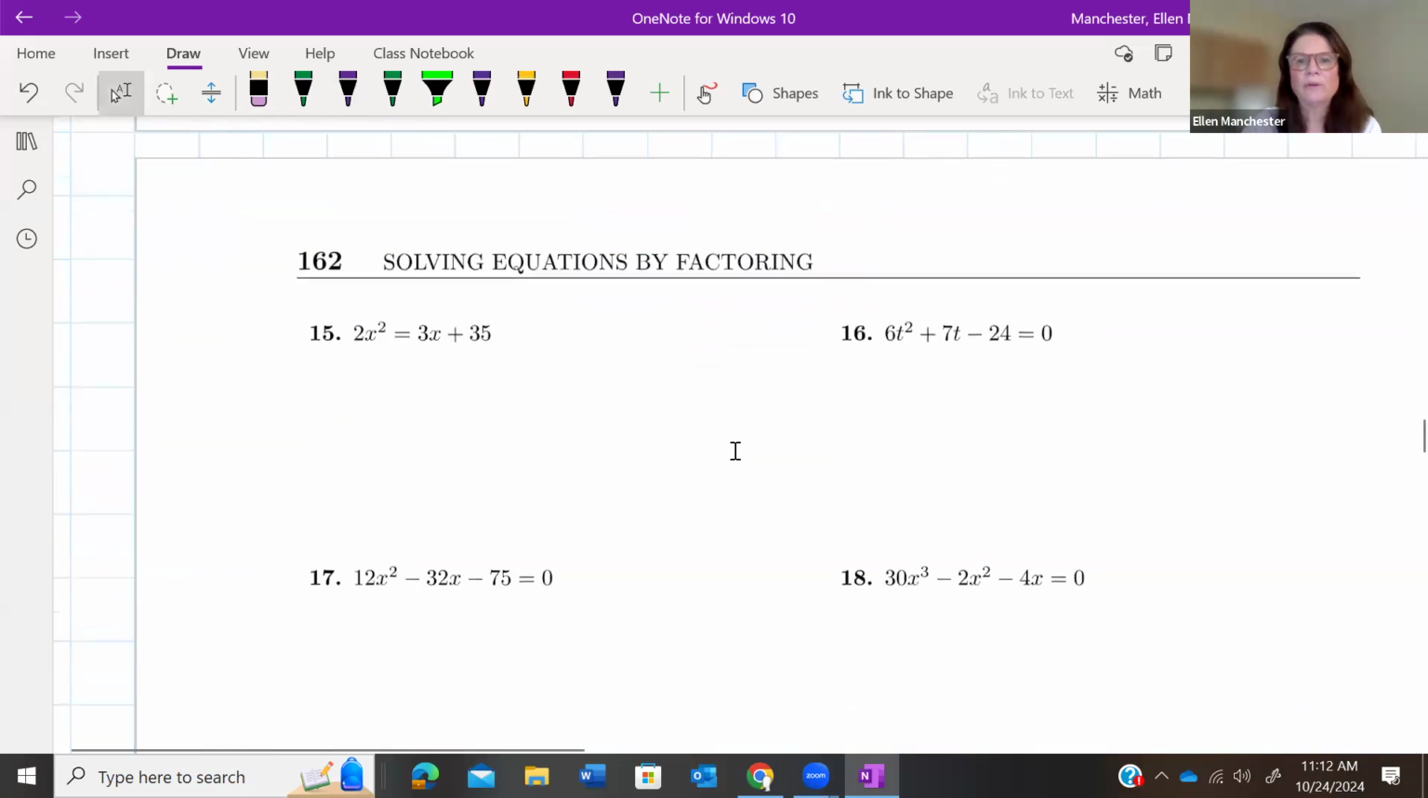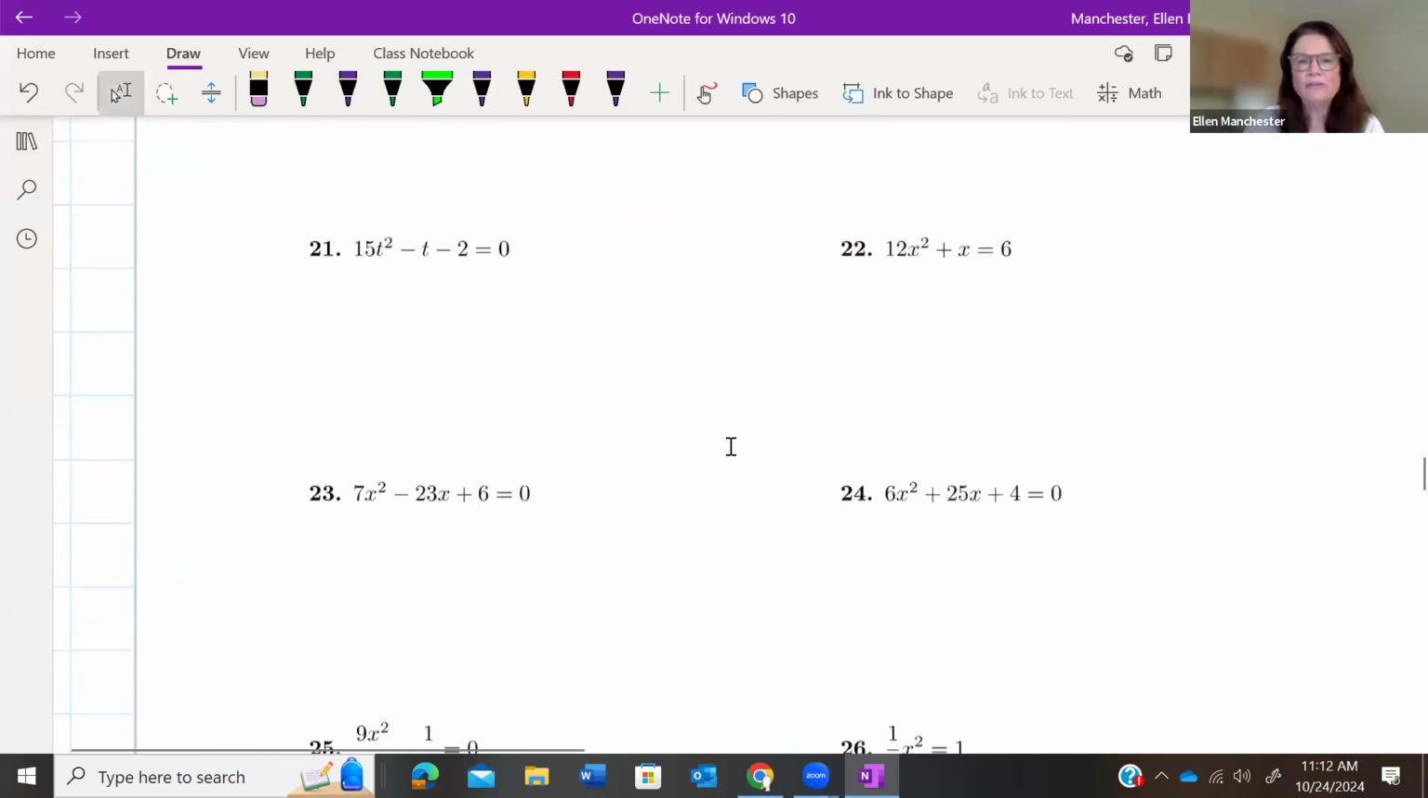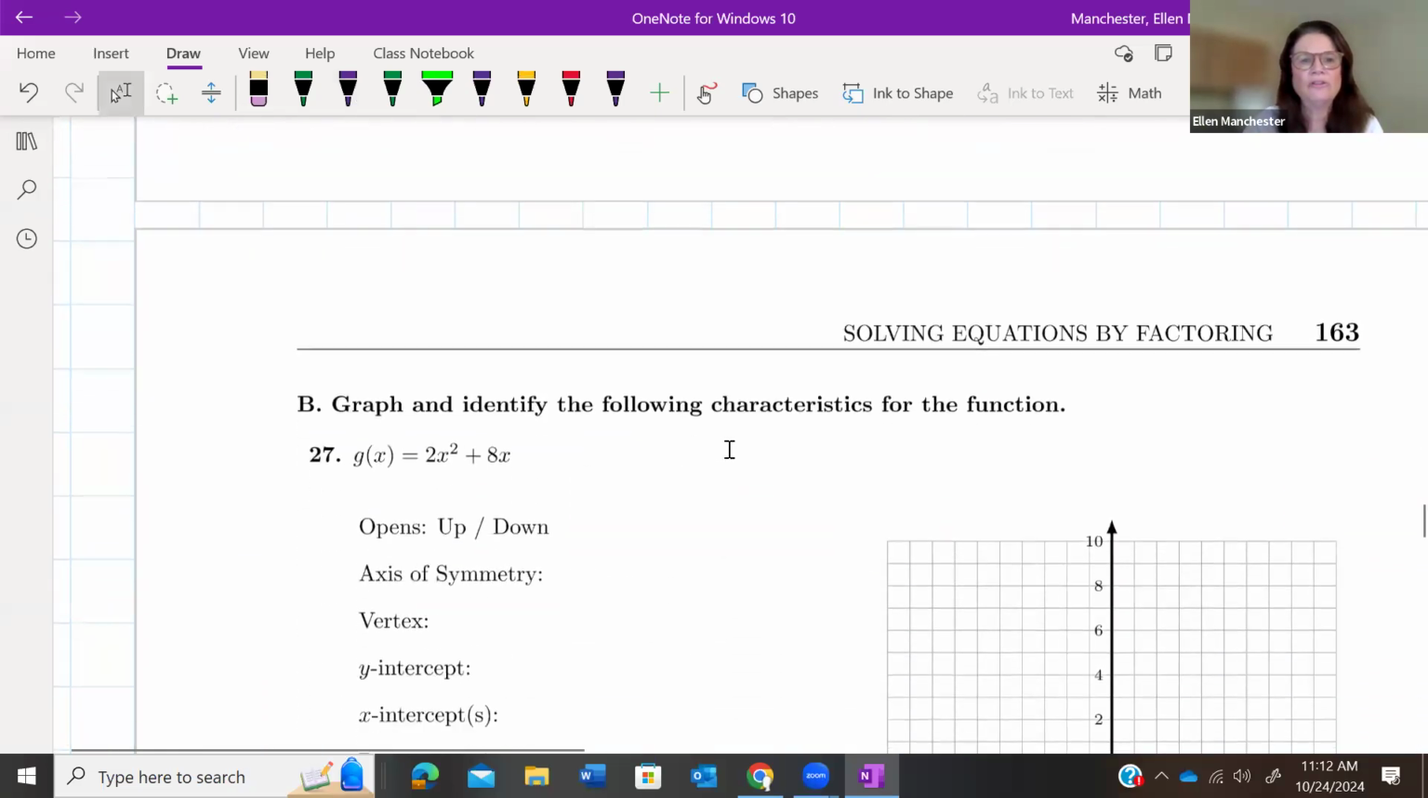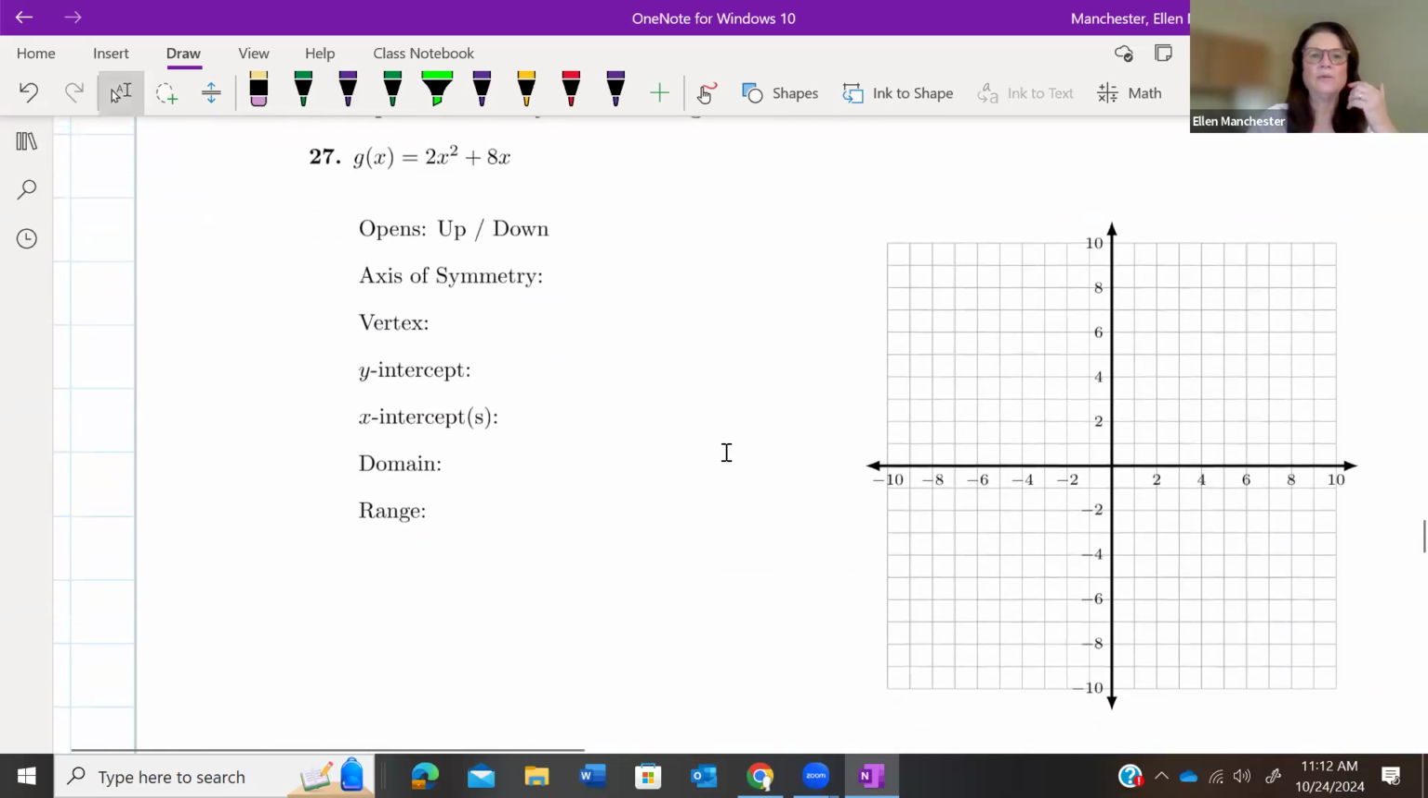Okay, I'm going to move this a little bit. So I'm going to leave these. You guys have all the answers in the back. I would strongly suggest that you practice until you cannot practice anymore.